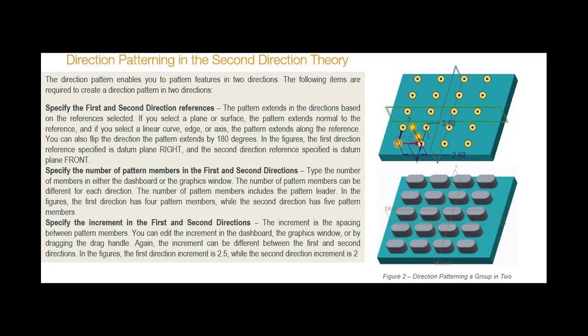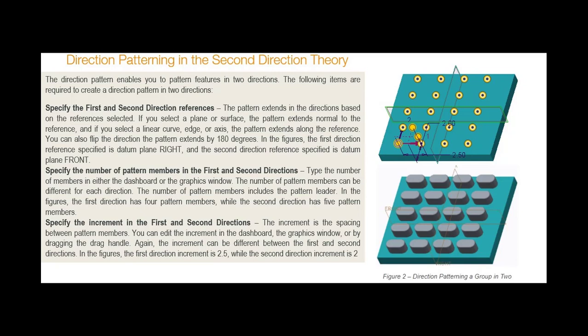You need to specify the number of patterns in the first and second directions. This helps you to create instances, rows and columns. You can also specify the incremental values if you wish to have differential values along the first and second direction. So in the dashboard you can go and select the first direction, specify the number of members and then the spacing between the members, and then go to the second direction, specify the members and the distance between those members. Which you will be seeing in the following examples.